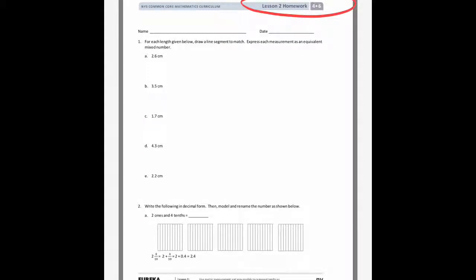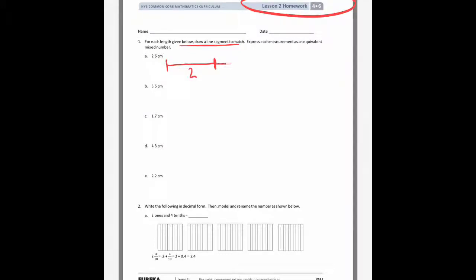It says for each length given below, draw a line segment to match and express each measurement as an equivalent mixed number. The only problem with this is I don't have an on-screen ruler, so I'm just going to label it. It doesn't have to be perfect. If you don't have a ruler at home, just draw it and label it.